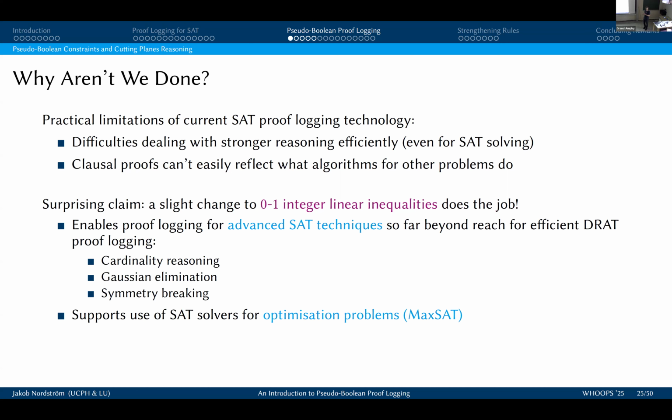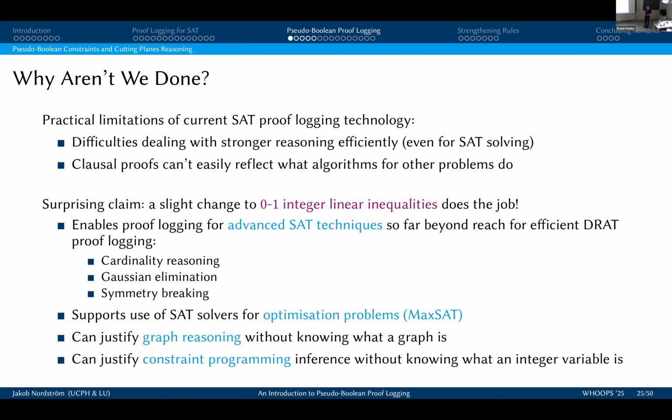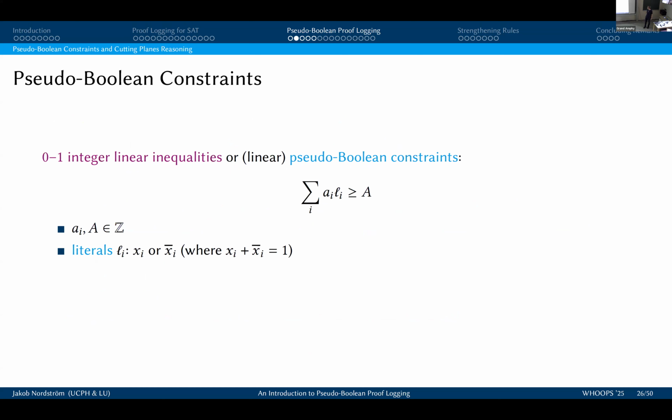You can also get proofs when you use SAT solvers for optimization, so-called MaxSAT. You can do proofs for sophisticated graph algorithms, although the proof system doesn't even know what a graph is. And you can also do proofs for constraint programming, although the proof system has no idea what an integer variable is, or what a string is, or whatever. This is something that Kieran McCreesh and Matthew McGillary will soon tell us about.